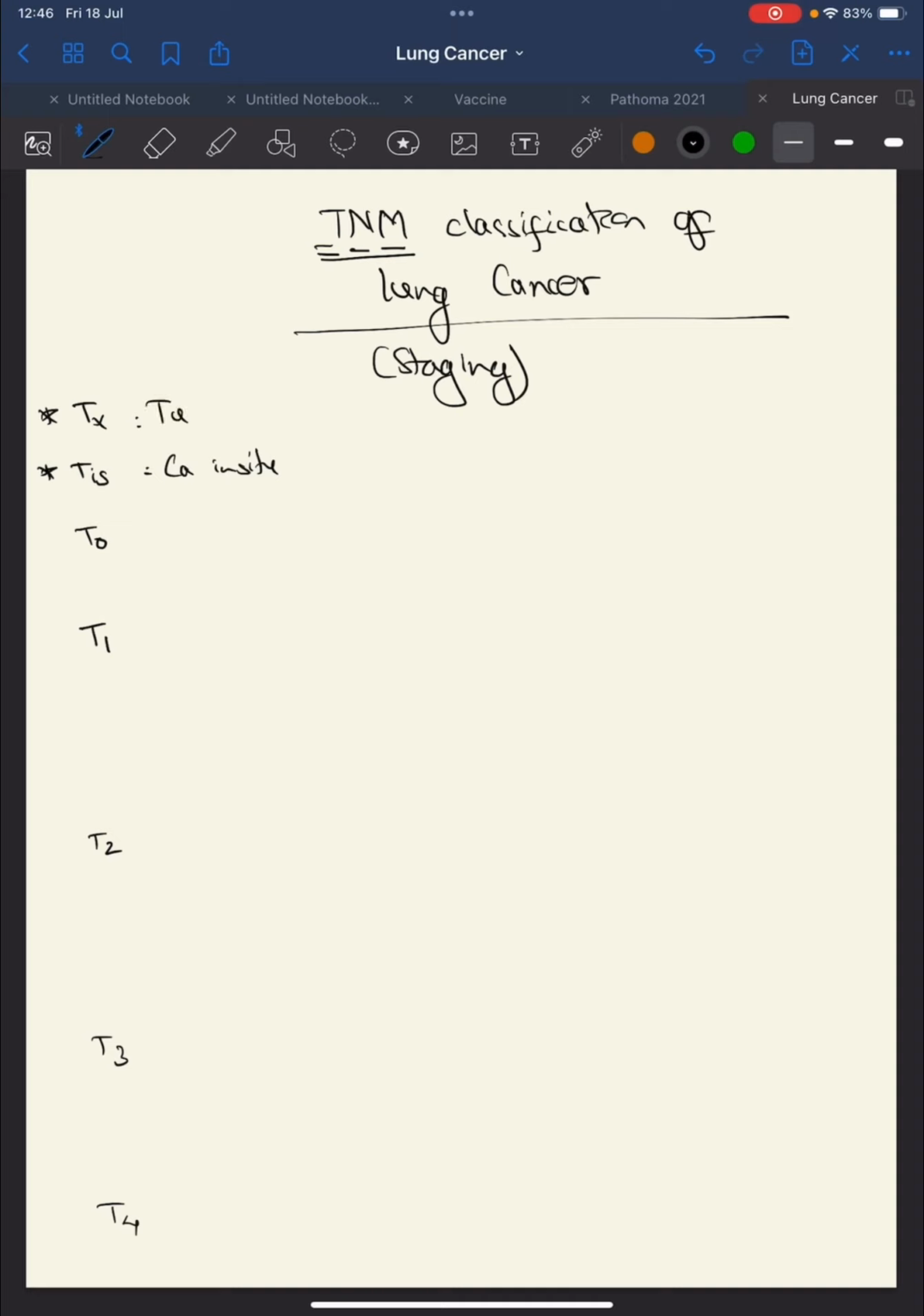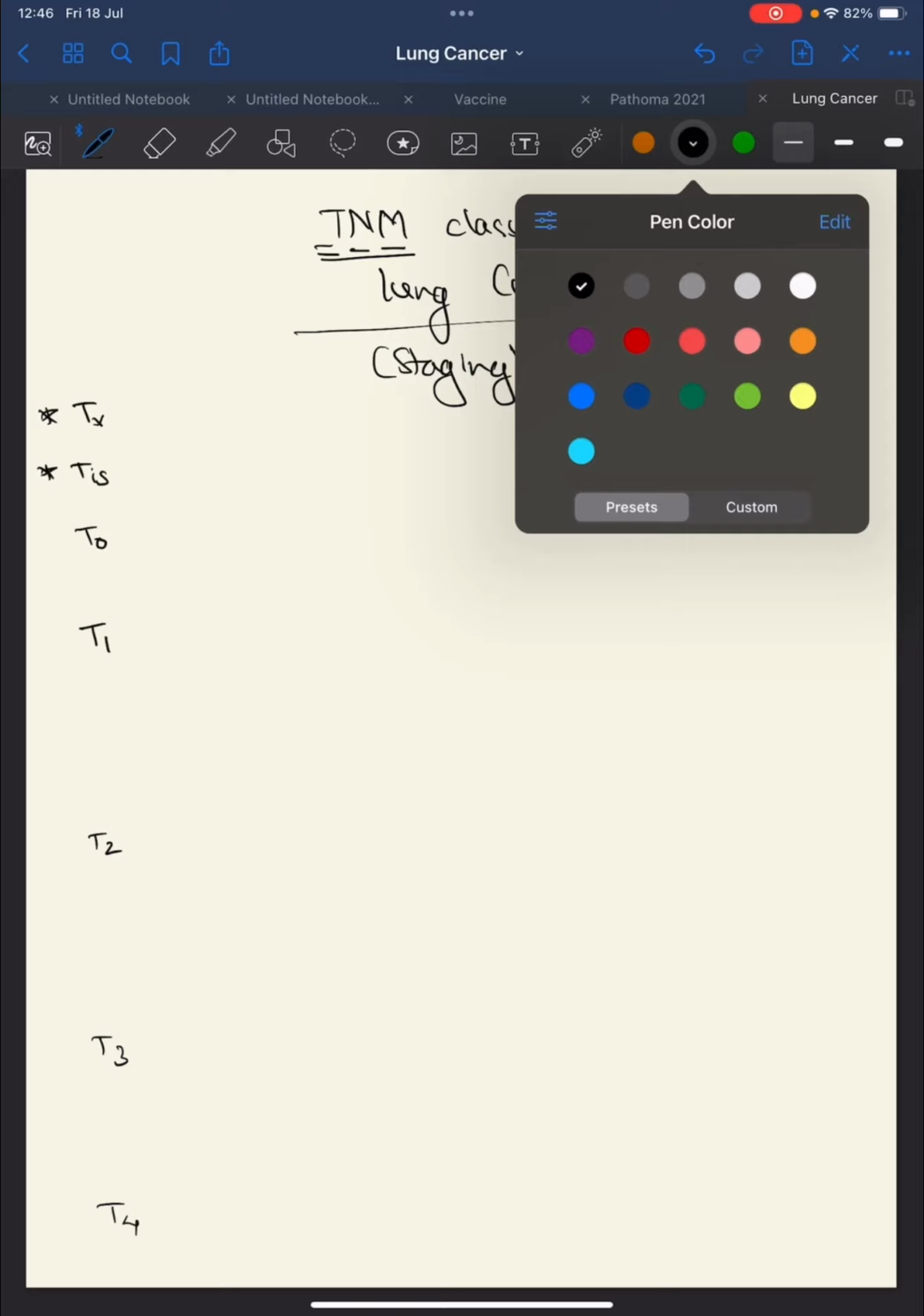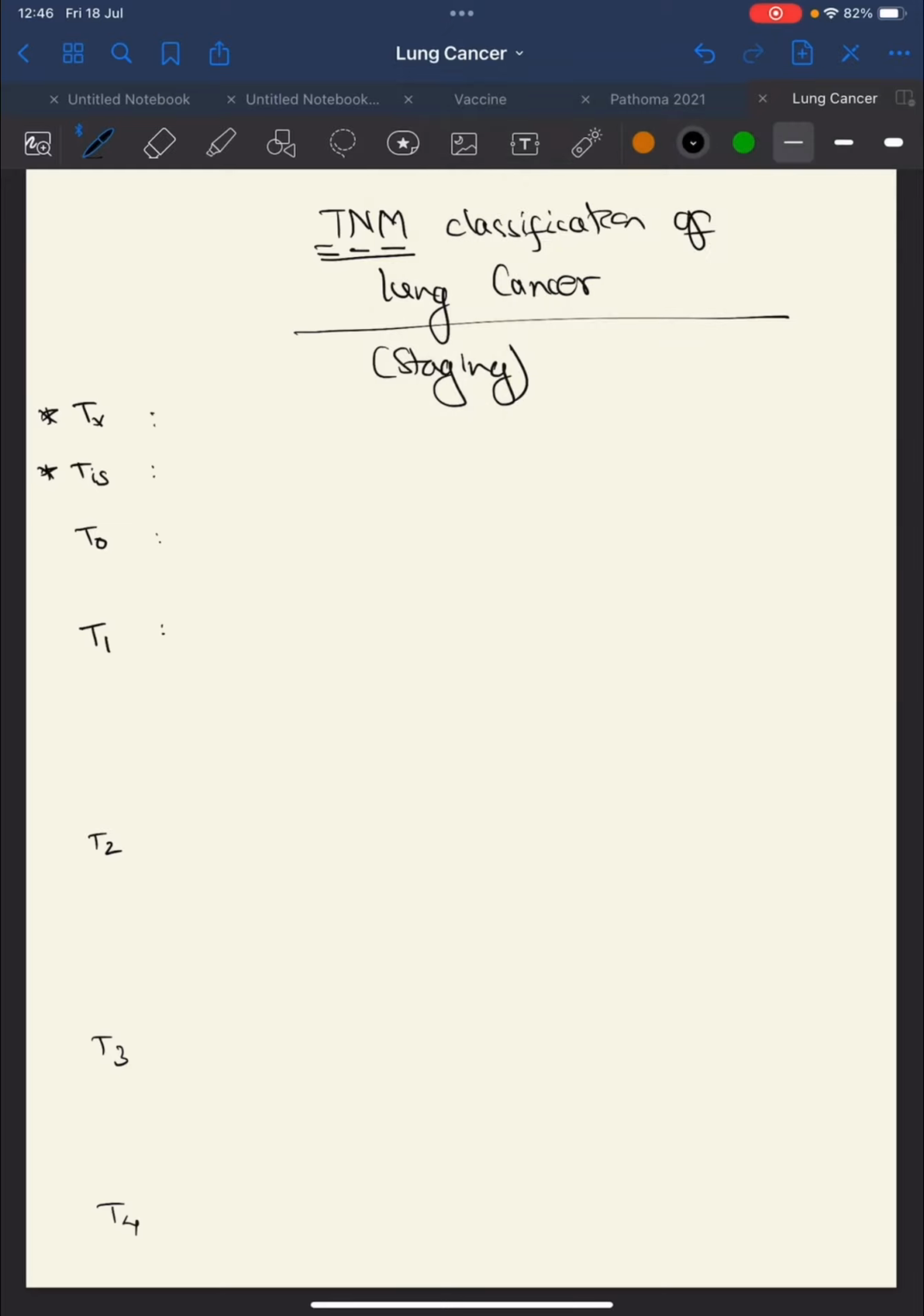So let's write this with a different ink so that it becomes easy for us to know what I am trying to say and which side I am talking about. So TX means that the tumor is seen positive in the sputum or bronchial washings, but negative in imaging. TIS means carcinoma in situ. And T0 means there is no evidence of the tumor.